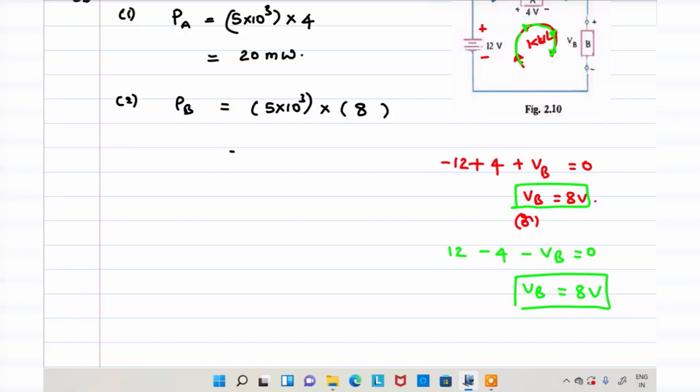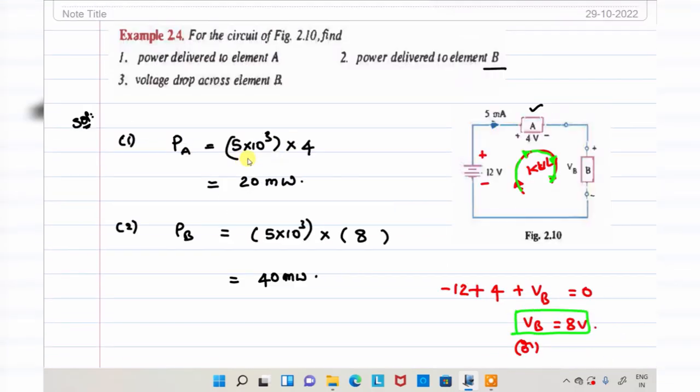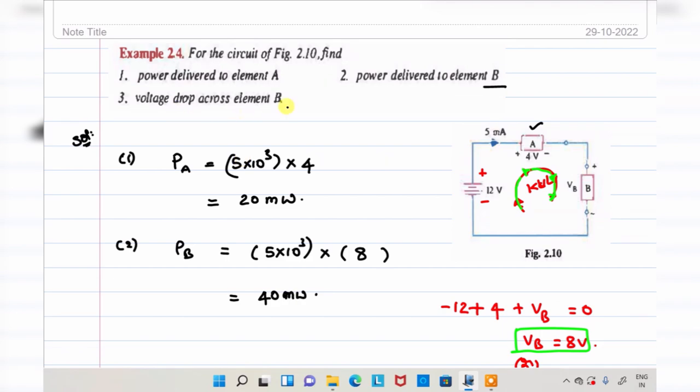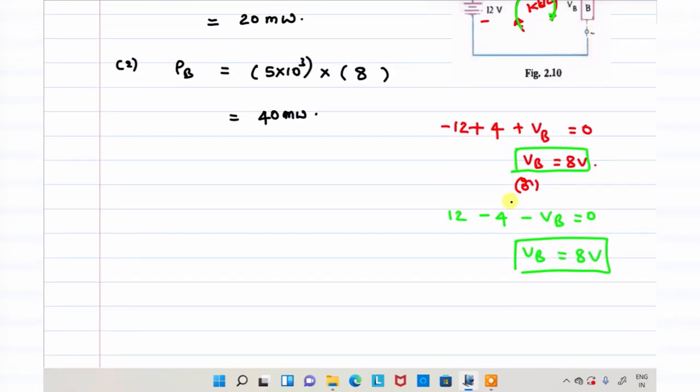So here 8, that will be equal to 40 milliwatt. Okay, all of you following? Next, at the last, voltage drop across the element B. Just now we calculated, the voltage drop across the element B, VB, is equal to 8 volt. So this is about the solution.